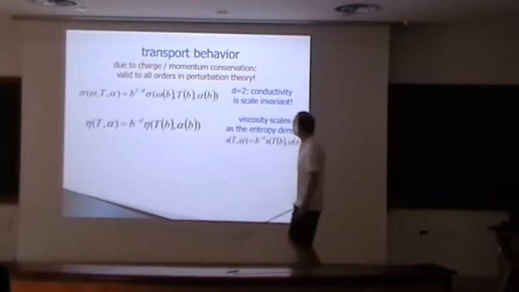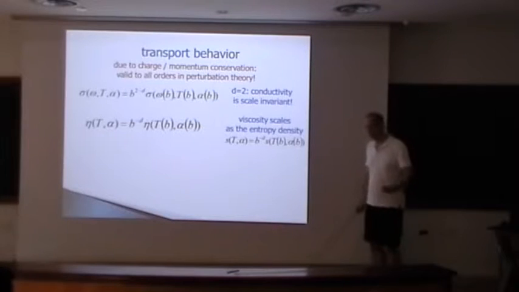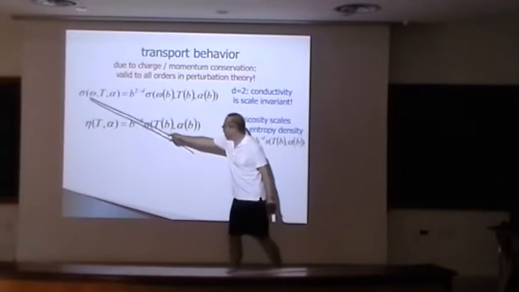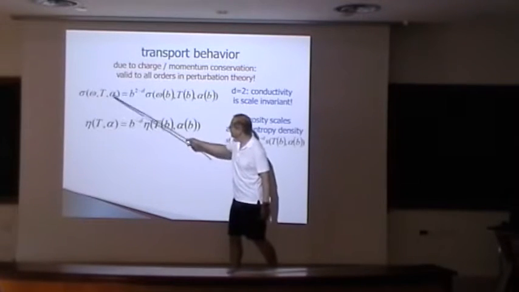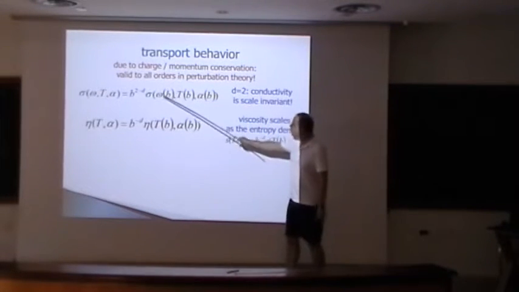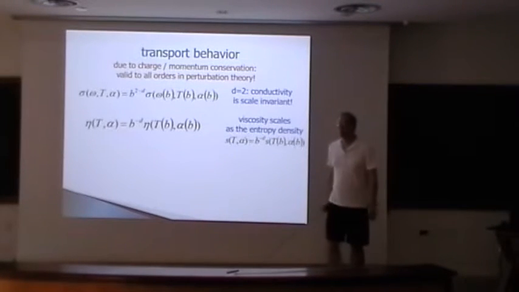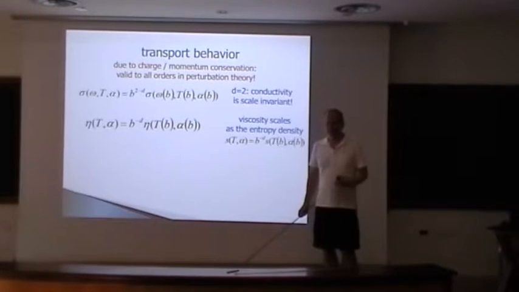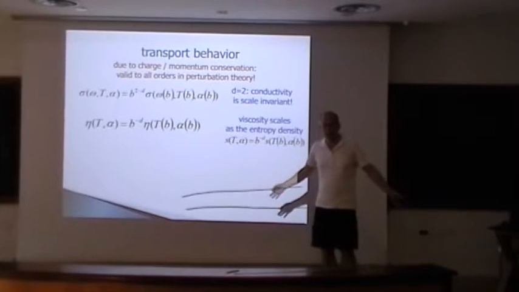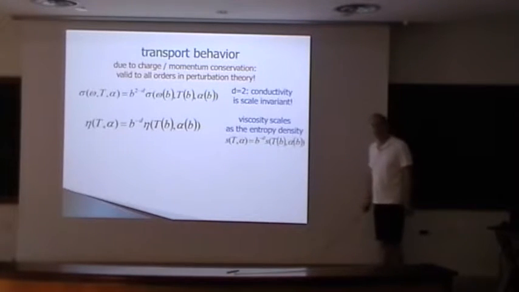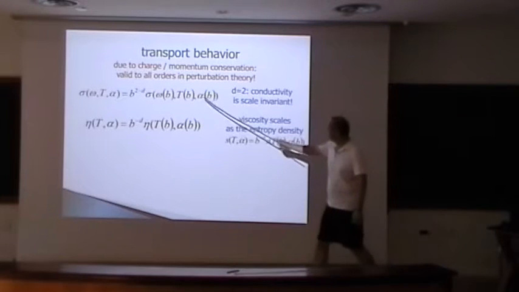It can be shown to arbitrary orders in perturbation theory and so forth. So we have the same story again. If you want to calculate the conductivity as a function of frequency, temperature, and coupling constant, all we need to do is to calculate it at some renormalized frequency, renormalized temperature, and a renormalized coupling constant, where the problem is just easier because the problem is more weakly coupled. And perturbation theory can be applied. This is what we will do.